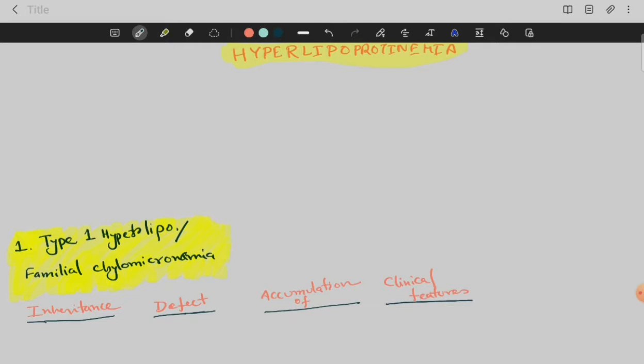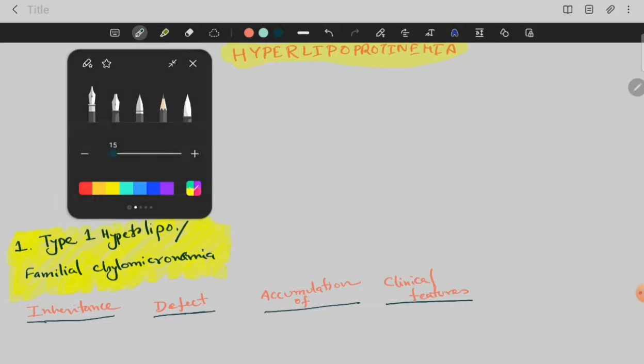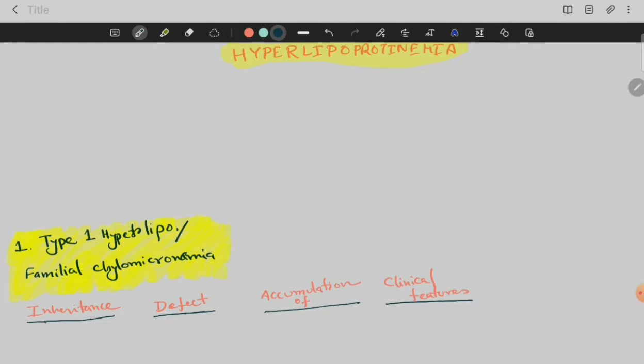Okay, first we're going to talk about the classification. The Fredrickson classification is a very simple one, and I'm sure you will learn it in a very quick manner. The hyperlipoproteinemias can be divided into primary and secondary. The primary hyperlipoproteinemias are divided by the Fredrickson classification into mainly three groups: type 1, then type 2, and then type 3.